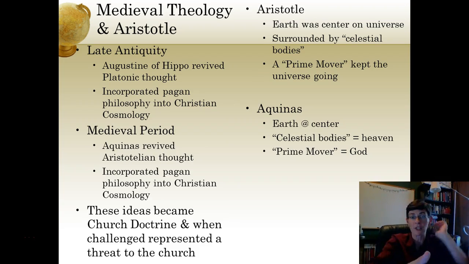So late antiquity, like I just said, Augustine of Hippo revives Platonic thought. He incorporates pagan philosophy into Christian cosmology. This effectively makes Plato and Aristotle honorary Christians. He effectively says in his works that Plato would have been a Christian if he was alive when Jesus was here. And this is what opens the door for Christian doctrine to incorporate these pagan ideas.